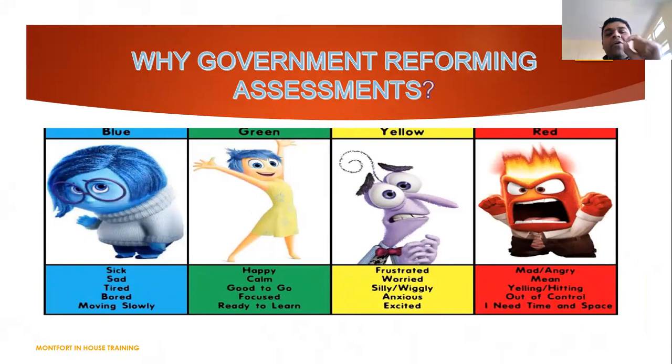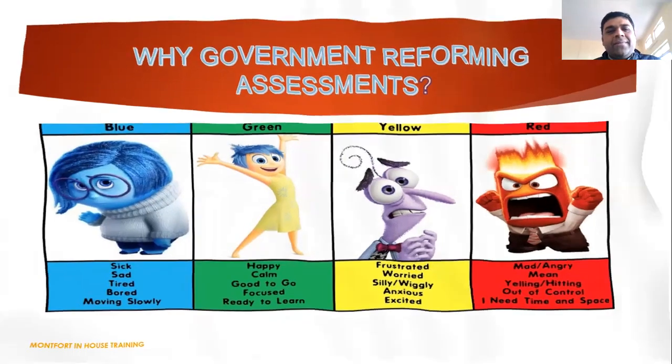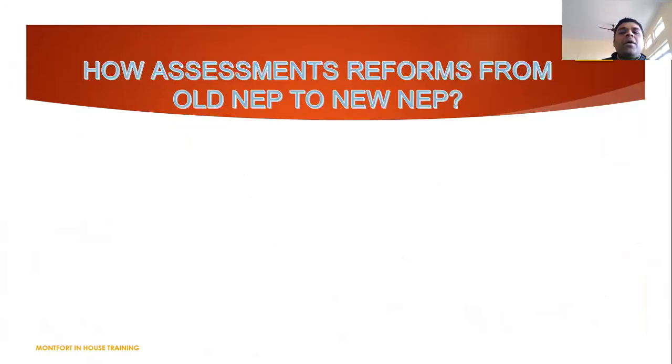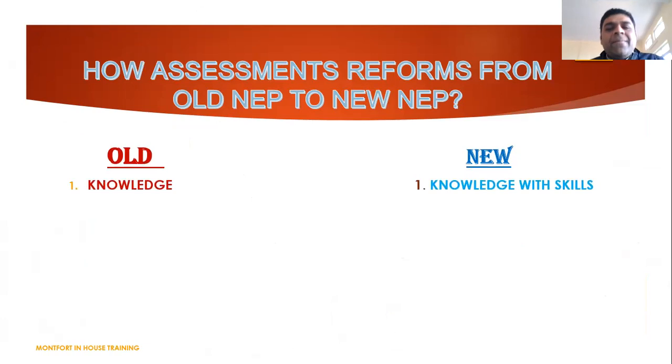That's why the government is reforming the assessment, because right now it is in yellow and red. They have a lot of pressure in their head, so they are feeling too much pressure while doing anything. I think they must feel free while doing anything. Next is how assessment is reformed from old NEP to new NEP. Earlier we concentrated only on knowledge, but this time knowledge is required with skills. Like a student learns how to plant a tree, but he must know exactly, practically, how to plant a tree. So this is a very good thing.